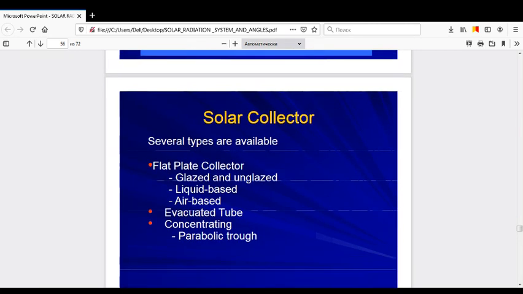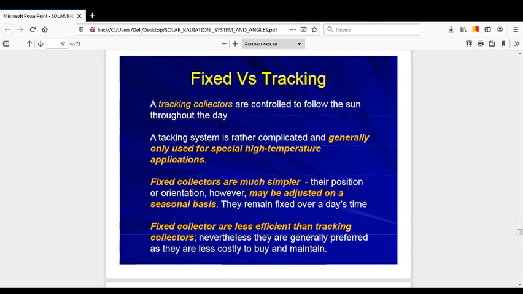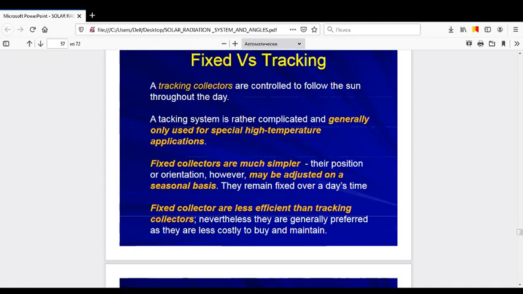Now solar collectors. Several types are available: flat plate collector, glass, liquid base, air base, evacuated tube, concentrating, and parabolic type collector. Fixed versus tracking. A tracking collector is controlled to follow the sun throughout the day. A tracking system is rather complicated and generally only used for special high temperature applications. Fixed collectors are much simpler. Their position or orientation, however, may be adjusted on a seasonal basis. They remain fixed over a day. Fixed collectors are less efficient than tracking collectors. Nevertheless, they are generally preferred as they are less costly to buy and maintain.